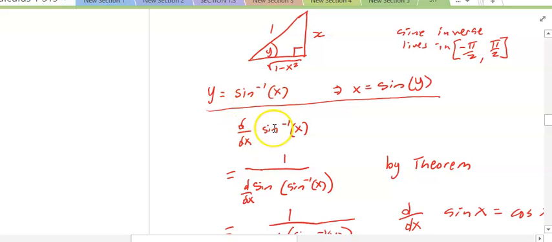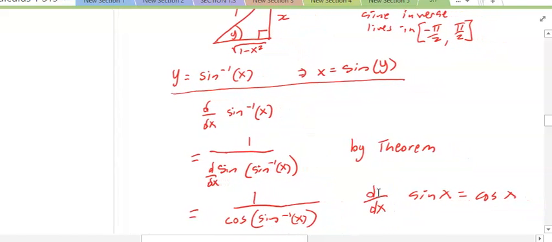We take the d dx of sine inverse of x. By the theorem of inverse functions, which you learned last time, it's going to be a 1 over the derivative of the inverse function, in this case, which is sine of x, evaluated at the function that we're looking at, which is sine inverse of x. So look for whatever is the inverse of sine inverse of x, which is sine of x, and then evaluate it at sine inverse of x. So that is what we get by the theorem.